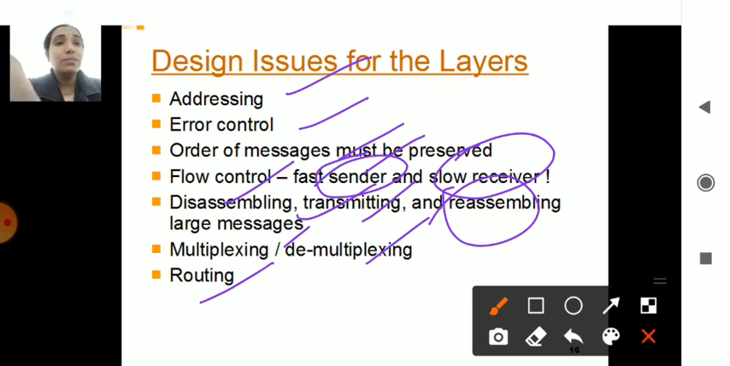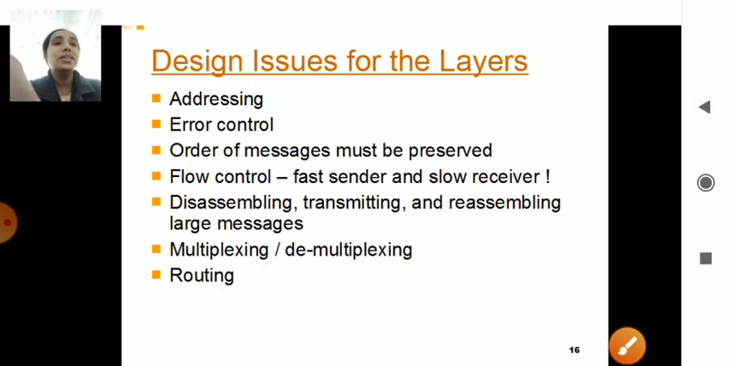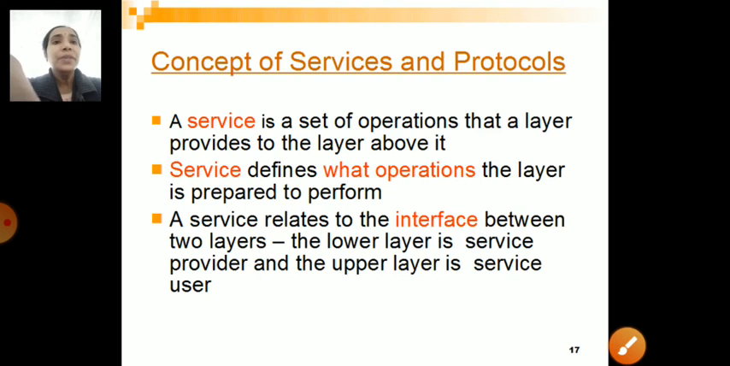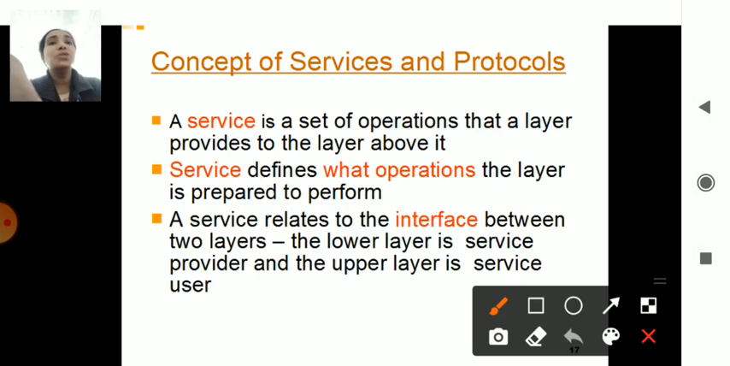So these important issues are there in the network: the addressing part, the error controlling part, the order of the message it has to follow, flow also should be controlled, assembling and disassembling happen in the information, multiplexing, demultiplexing, and routing happen in the network. So these are the various issues of the network. In this network concept, you should even learn about the concept of what a service is.